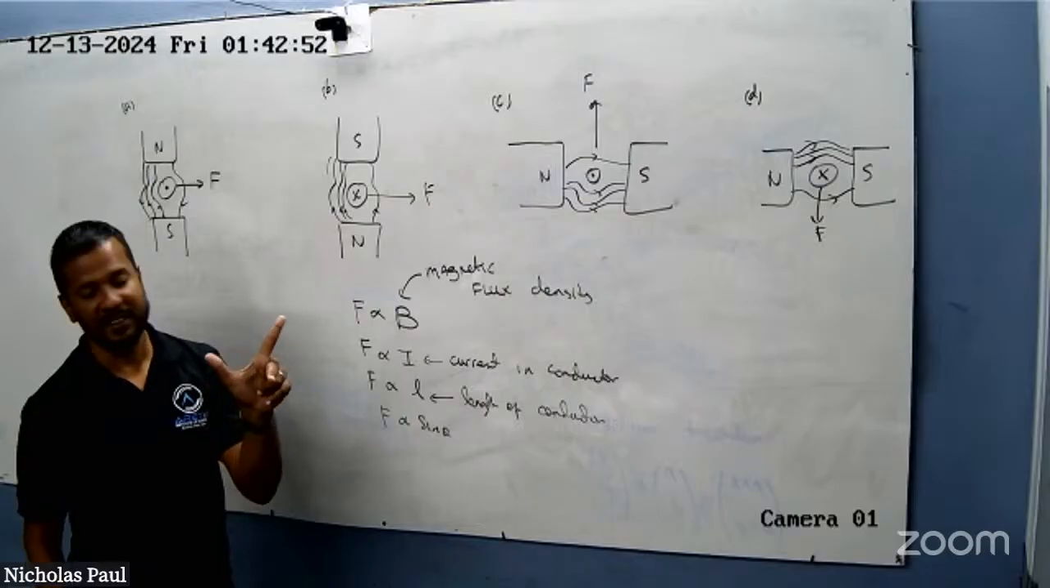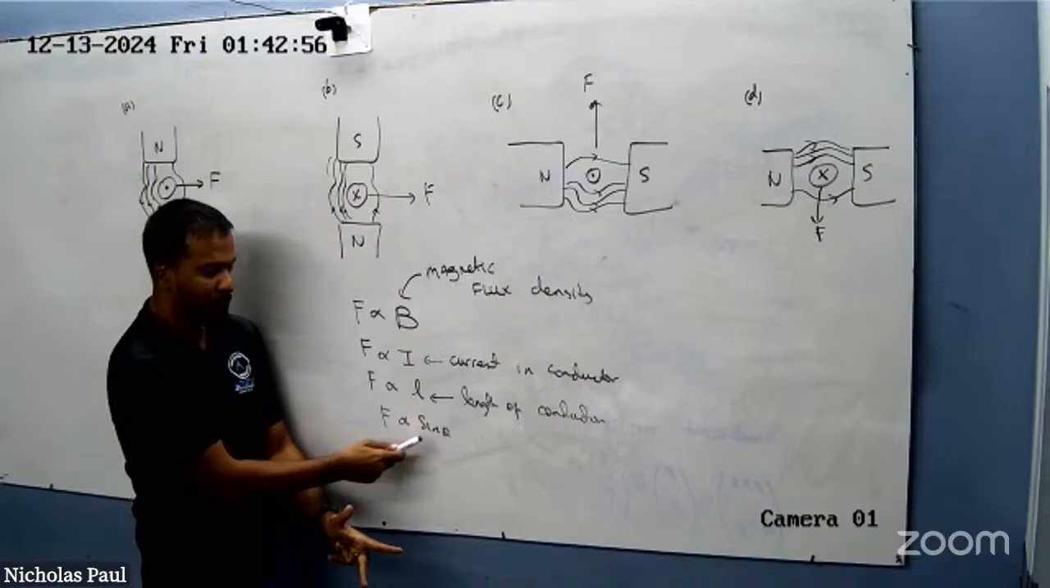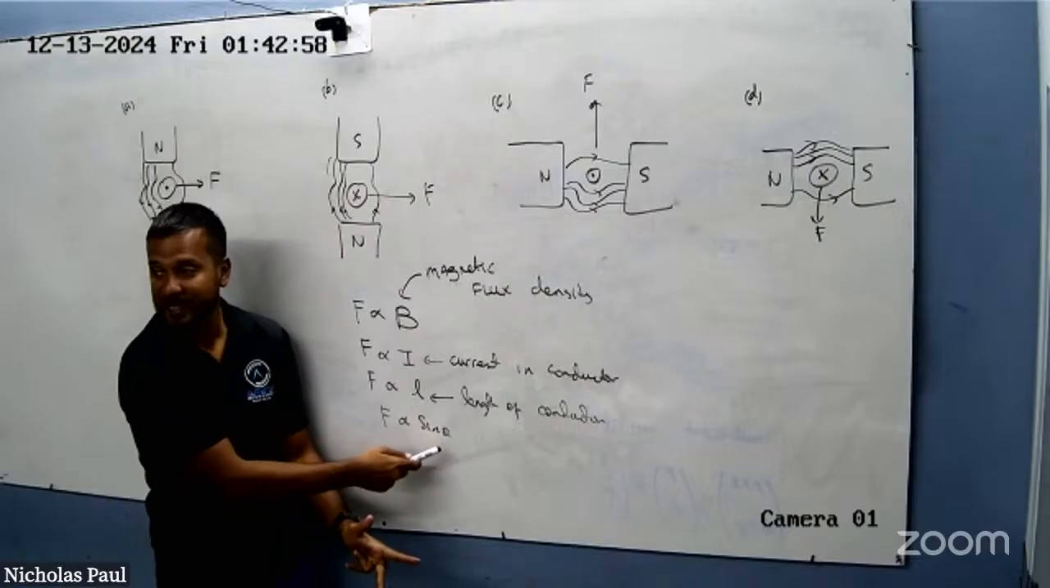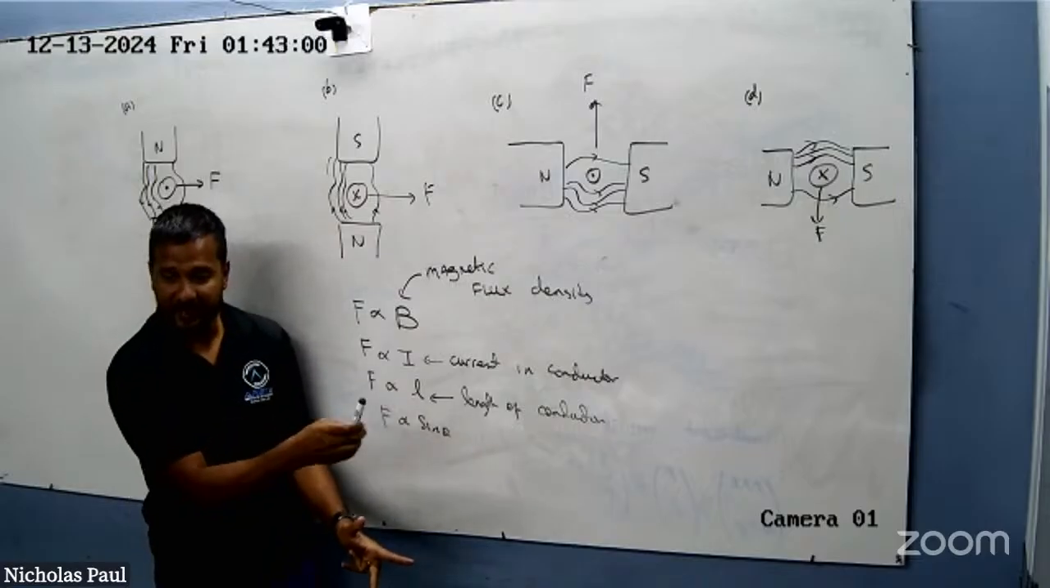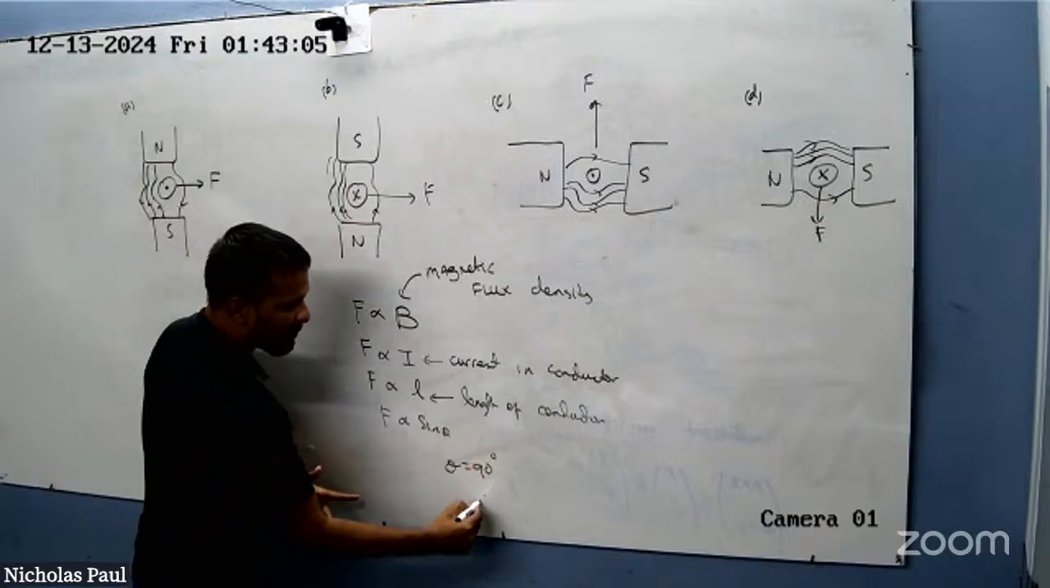If the angle is 90, you're going to get the maximum possible force, right? That's why F is proportional to sine theta. When theta is 90, F is maximum.